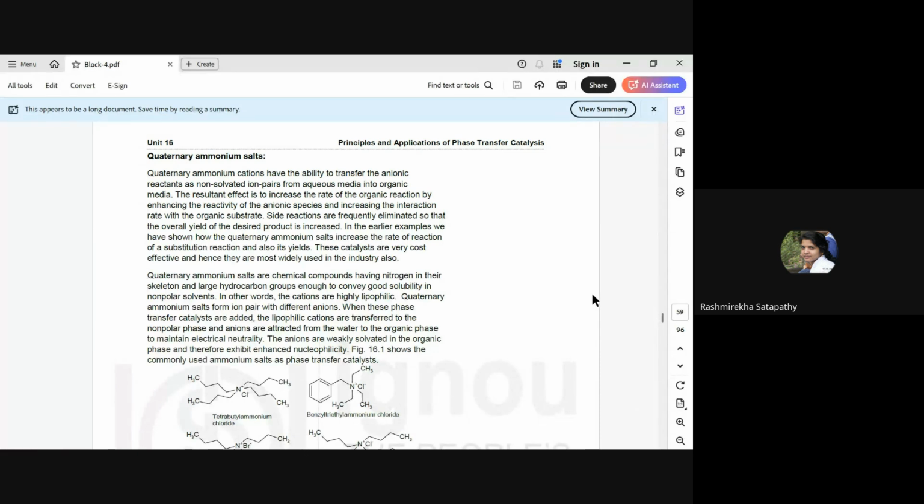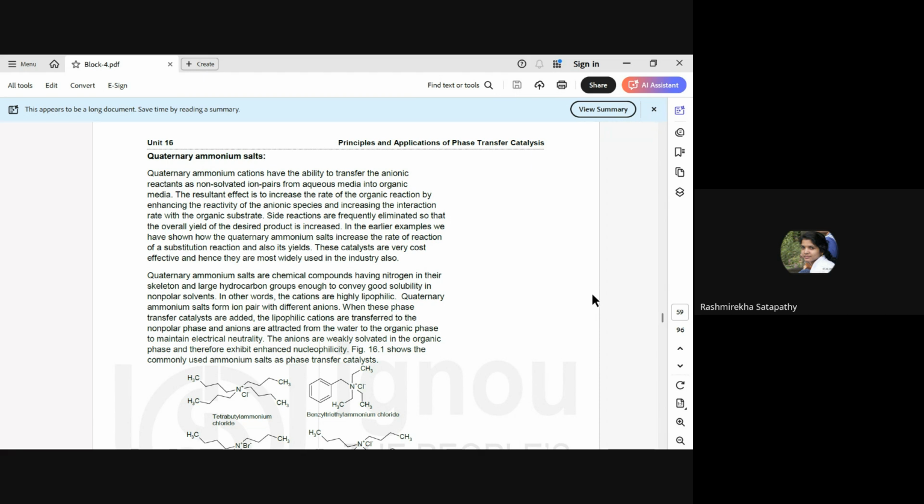Quaternary ammonium salts are chemical compounds having nitrogen in their skeleton and large hydrocarbon groups enough to convey good solubility in the non-polar solvent. In other words, the cations are highly lipophilic. Quaternary ammonium salts form ion pairs with different anions.